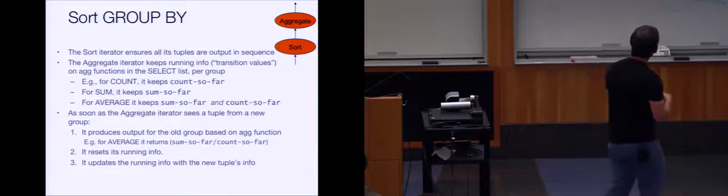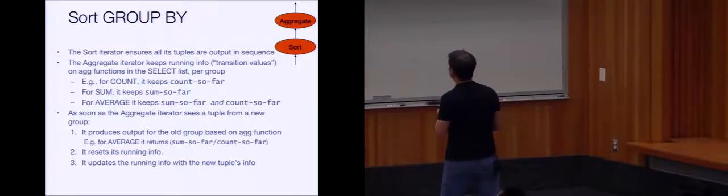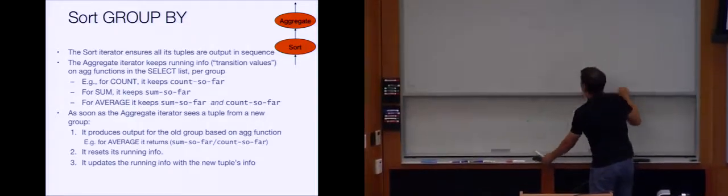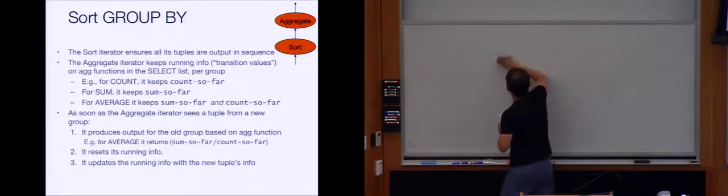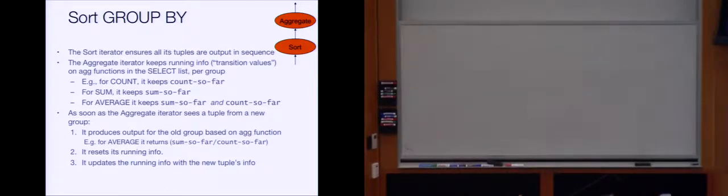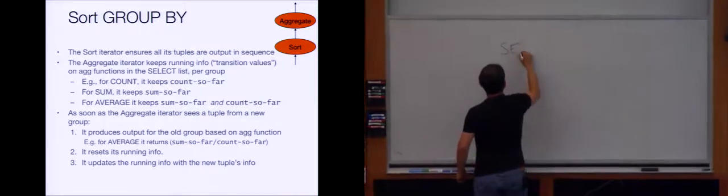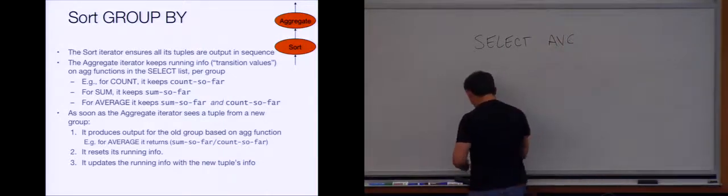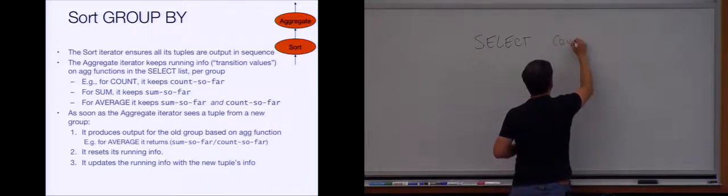So how's this going to work? The aggregate iterator is going to keep running information on aggregate functions in the select list. So let's do a specific query. Let's make this concrete. Oh, let's not do average first. It's just one tiny bit more complicated. Let's do count.